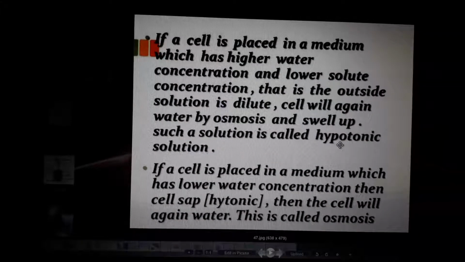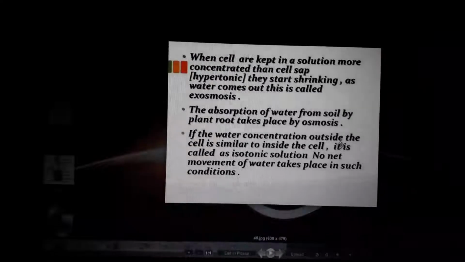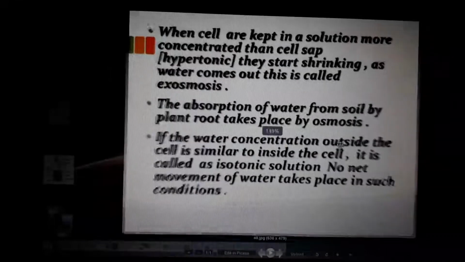If a cell is placed in a medium which has lower water concentration, then cells are hypotonic. Then the cell will gain water. This is called osmosis. Let's leave it. That's a wrong explanation. What we need is this one.